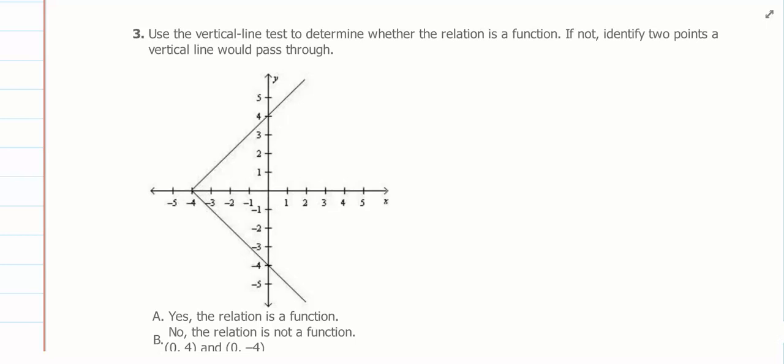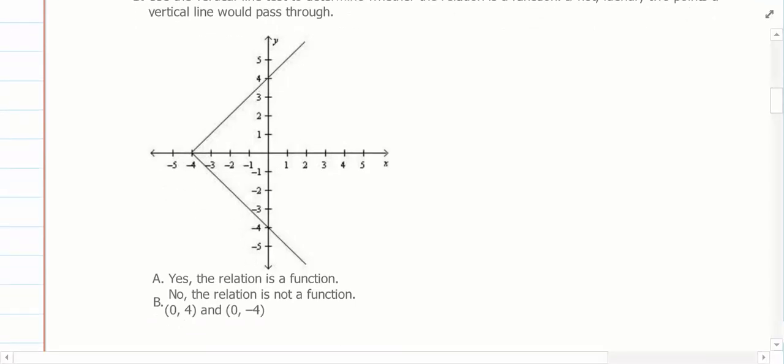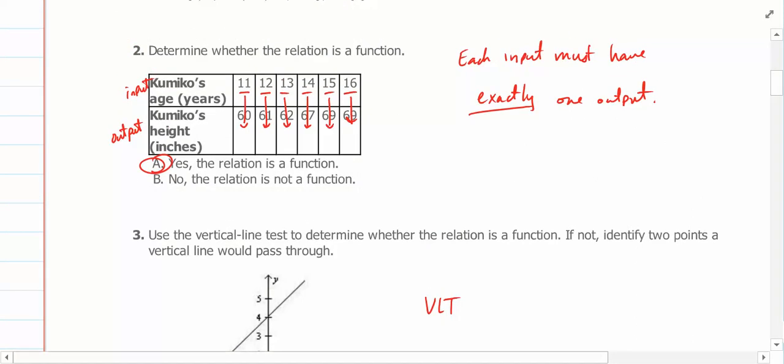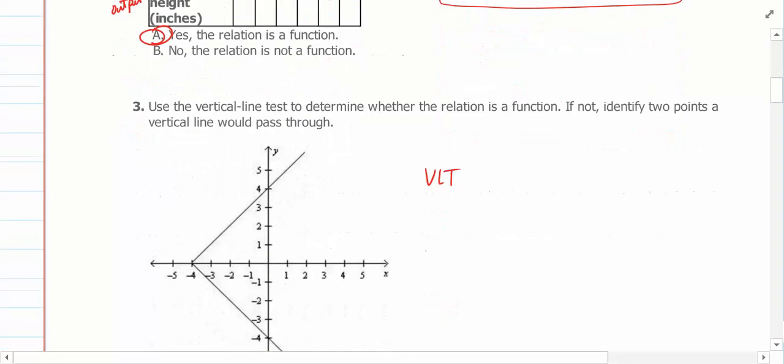Number three, use the vertical line test to determine whether a relation is a function. If not, identify 2 points a vertical line would pass through. Well, remember the vertical line test, or VLT, says that if we draw a vertical line through a graph, that vertical line must cross the graph only one time. It must cross exactly one time. It's very similar to the definition that we've given for our functions up here.